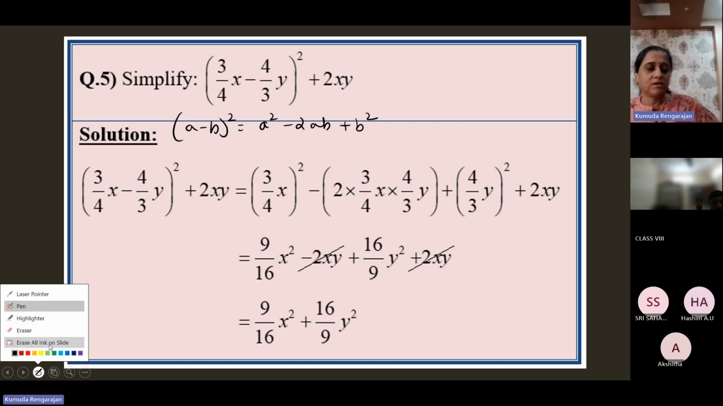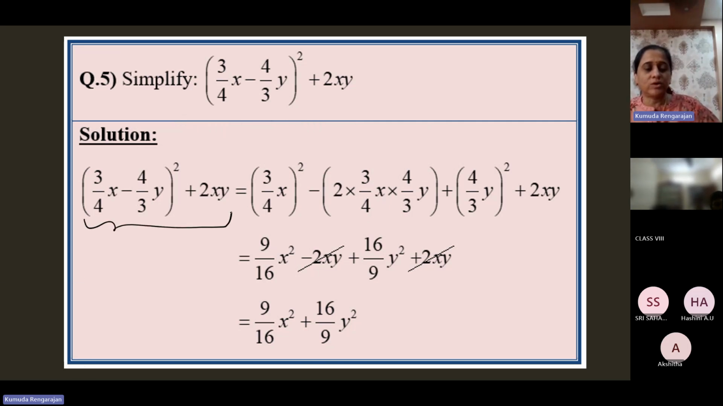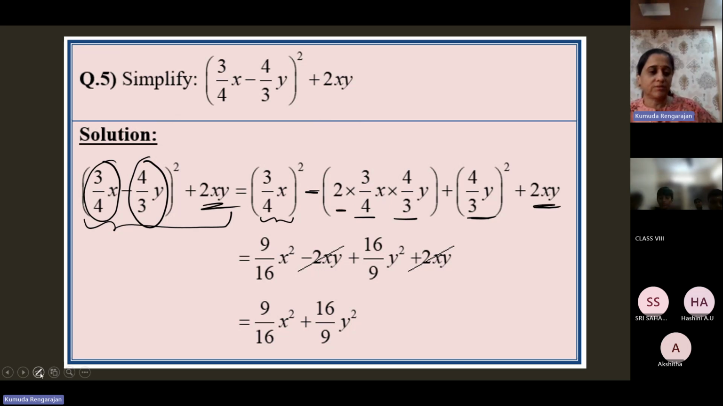So expand. This is the given expression. A squared minus 2 into a, this is a, this is b, 2 into a into b plus b squared. Plus b squared. And then this plus 2xy as it is.